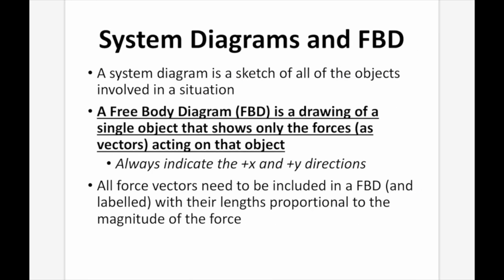System diagrams and free body diagrams. A system diagram is a sketch of all the objects involved in a situation. A free body diagram, or FBD, is a drawing of a single object that shows only the forces as vectors acting on the object. Keep in mind, we always need to indicate the positive x and y directions. All force vectors need to be included in a free body diagram and labeled, with their lengths proportional to the magnitude of the force. So for instance, this would be a smaller force than this.